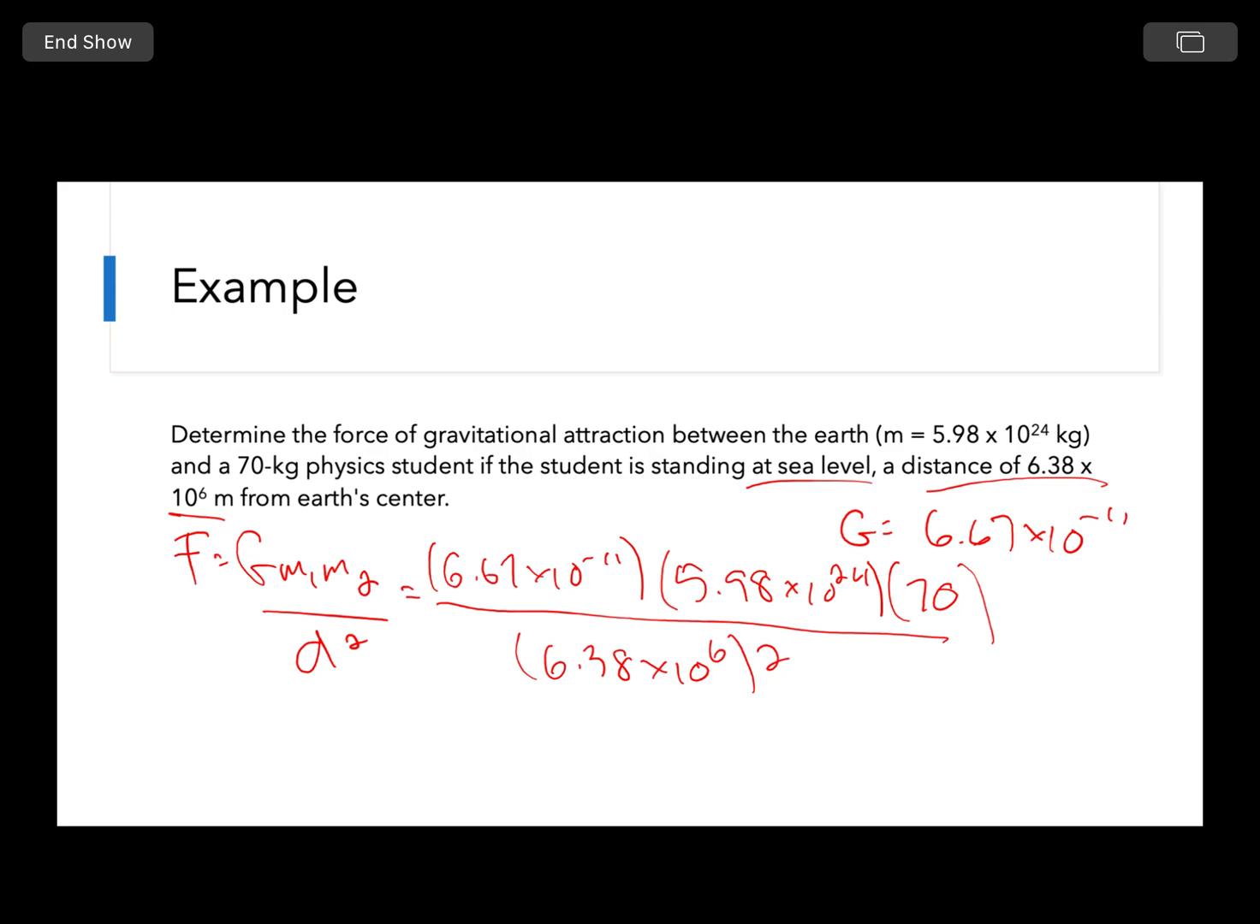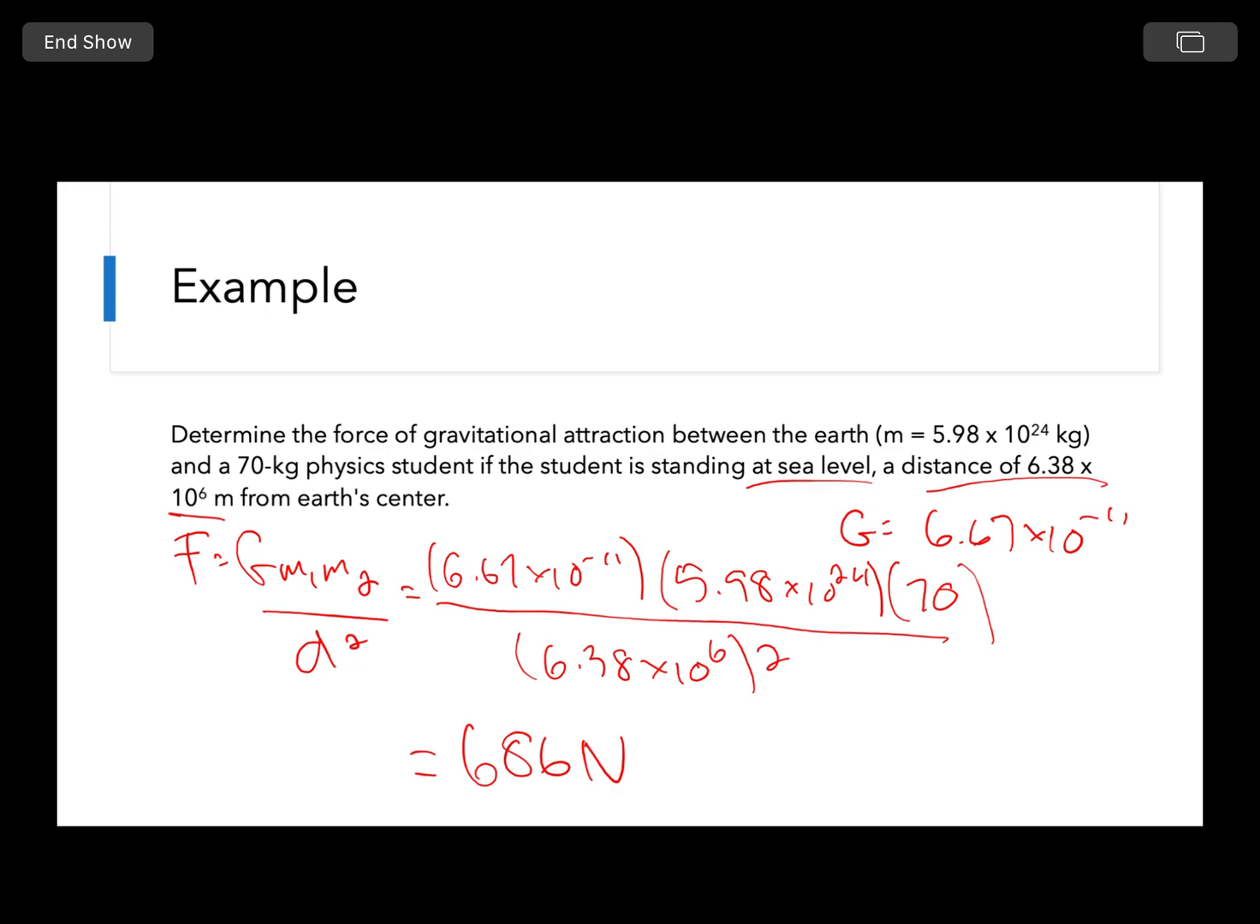Good. So you should get a force of 686 newtons. For reference sake, if you were to take that divided by the 70 kilograms of the one person, you get about 9.8 for his acceleration. So that actually checks out.